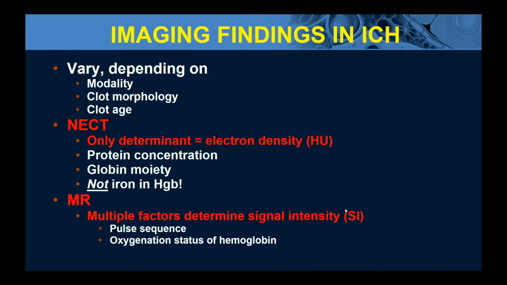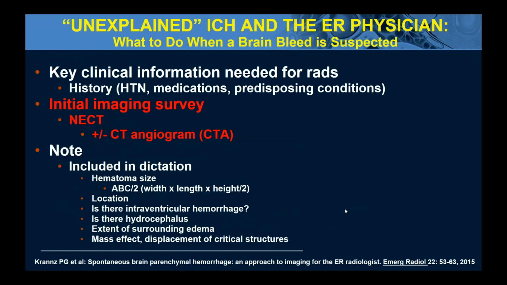Multiple factors determine the signal intensity on MR, and we're not going to go into those today because we don't have time. But when you come in with unexplained intracranial hemorrhage, what does the ER physician do? Well, the first thing you do is a non-contrast CT scan. You may get a CT angiogram, which is easy to do, but not always necessary. And your radiologists are going to be doing these particular things.